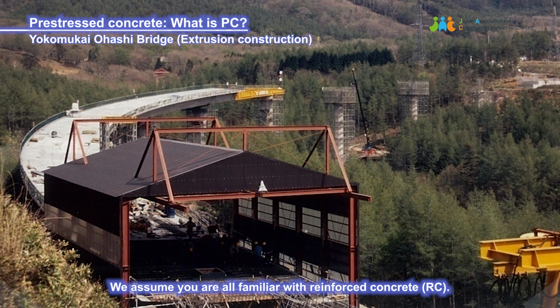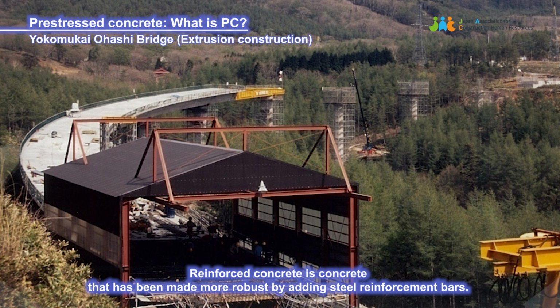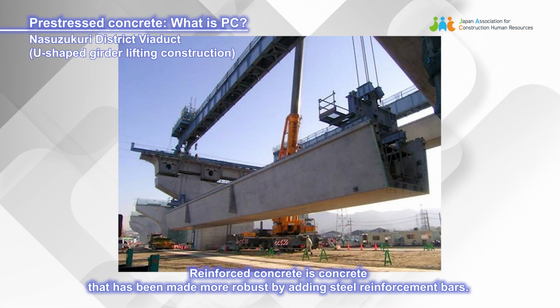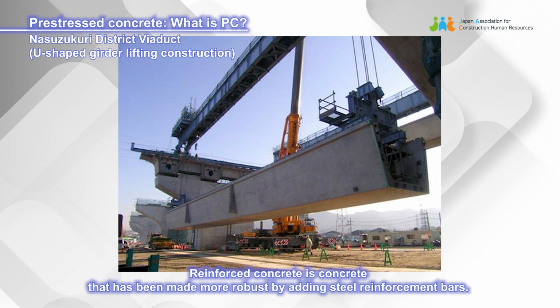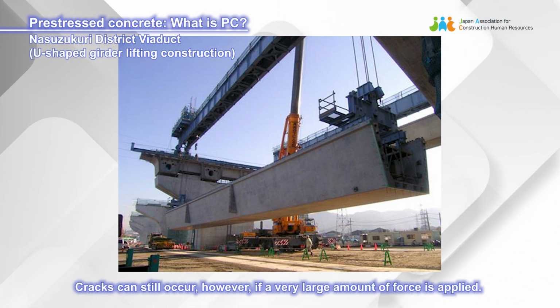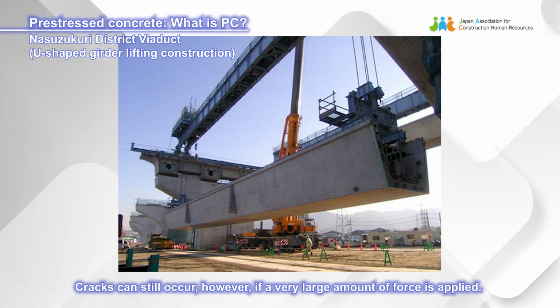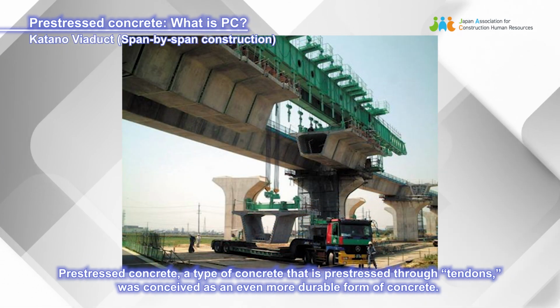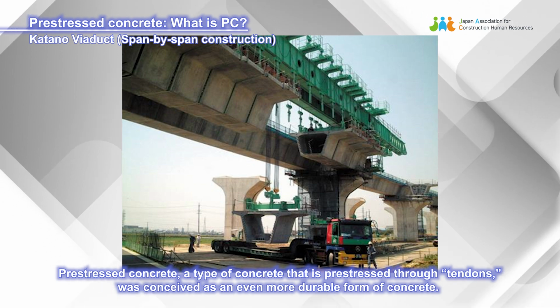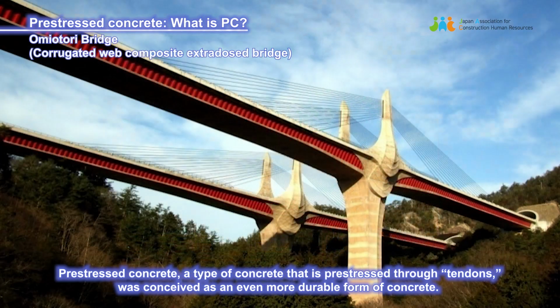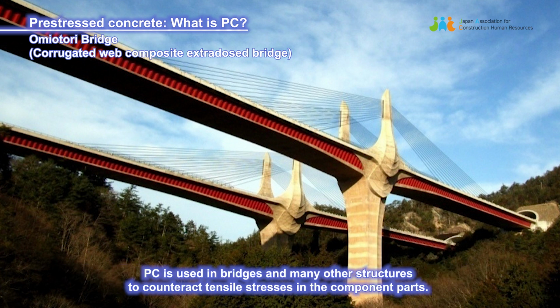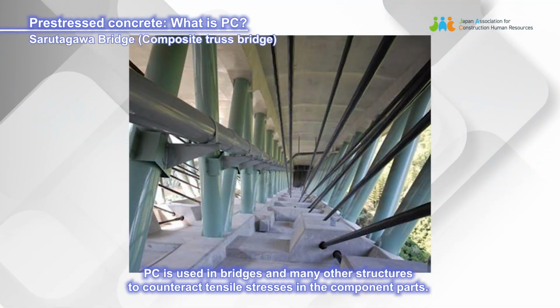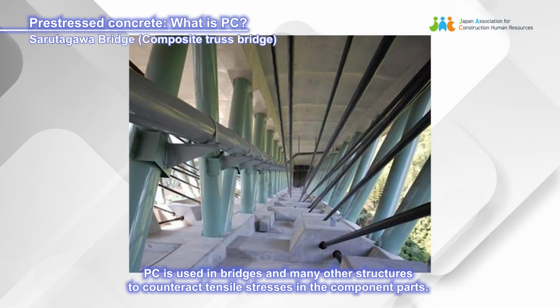We assume you are all familiar with reinforced concrete, RC. Reinforced concrete is concrete that has been made more robust by adding steel reinforcement bars. Cracks can still occur, however, if a very large amount of force is applied. Prestressed concrete, a type of concrete that is prestressed through tendons, was conceived as an even more durable form of concrete. PC is used in bridges and many other structures to counteract tensile stresses in the component parts.